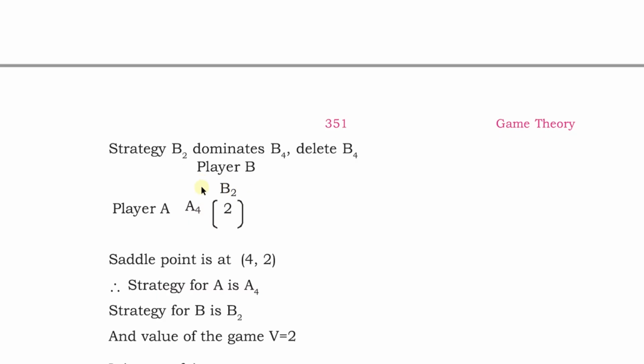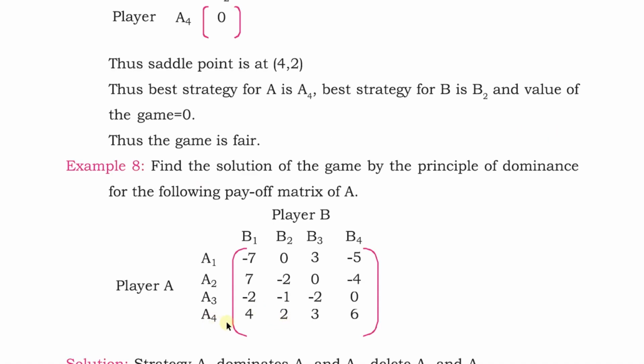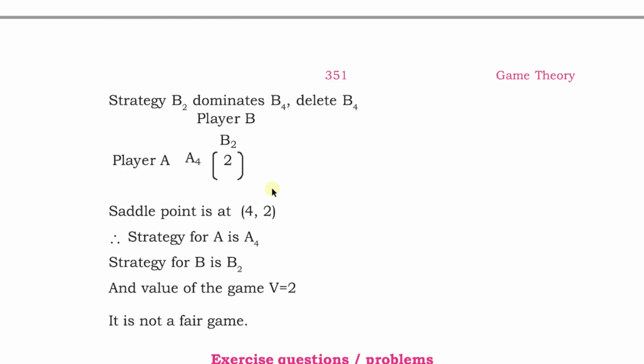Therefore the saddle point here in the matrix is at fourth row, second column, A4, B2. This is the saddle point when you look at the matrix here. The saddle point is at 4, 2. The strategy for A is A4. That is the optimal strategy for A is A4. The optimal strategy for B is B2. And the payoff at the saddle point is 2. The value of the game is 2.